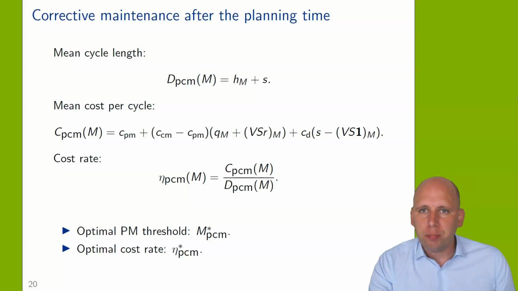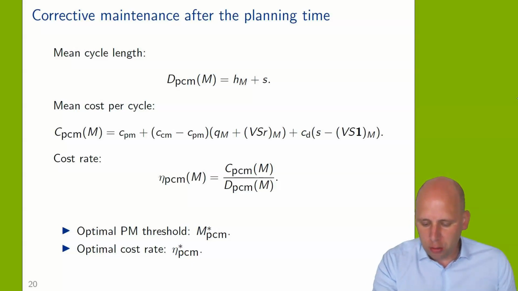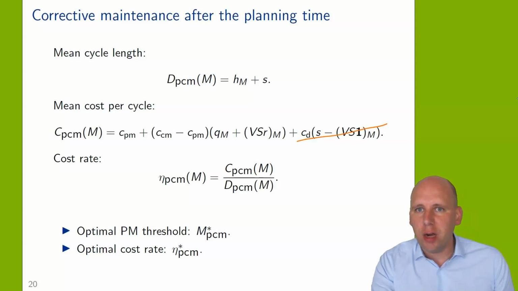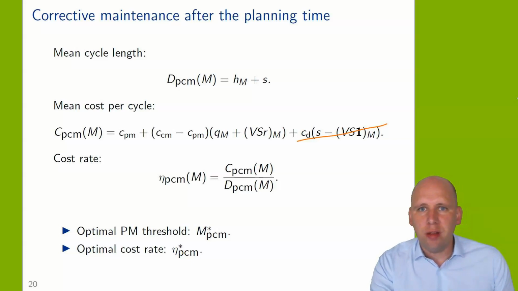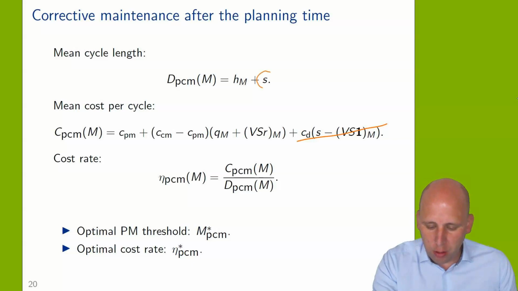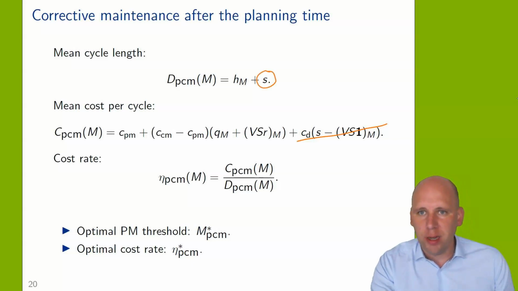and this can then be optimized. For the case with emergency repairs, the cost per cycle is the same. Only difference is that we then don't have the downtime cost, so this part cancels out. That's the good news. But we then also have that the mean cycle length also goes down, because we are only going to add parts of the planning time over here. So that part will be smaller than S.